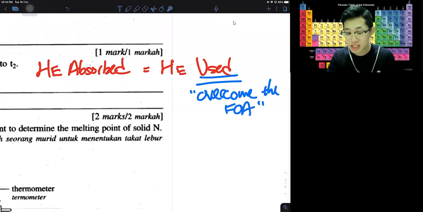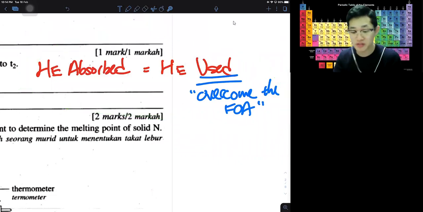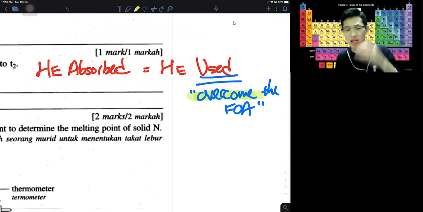If you can't remember the whole sentence, please remember the keyword. Heat absorbed equals to heat used to overcome the force of attraction. Never change the word to "break" or "bond". No, it must be "overcome the force of attraction".